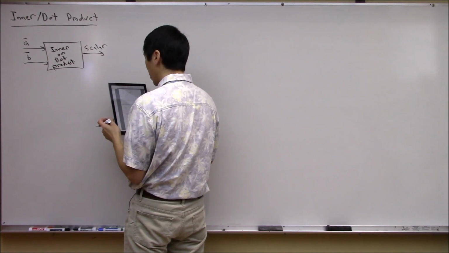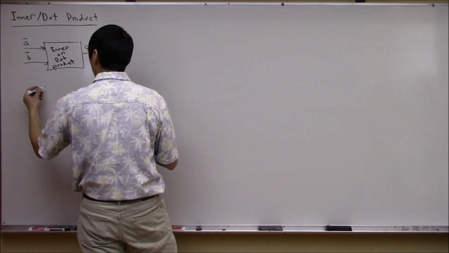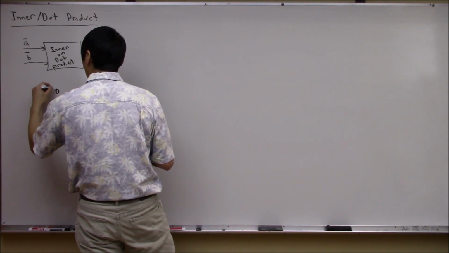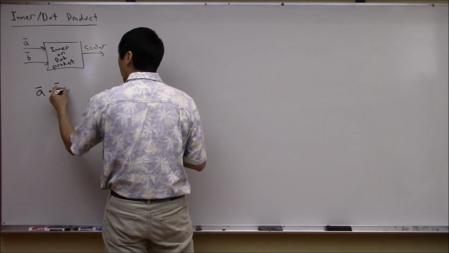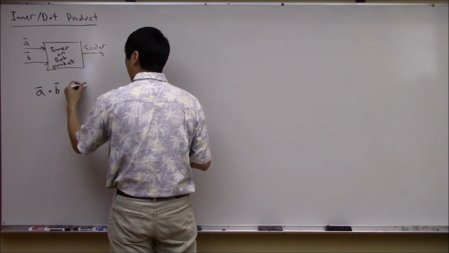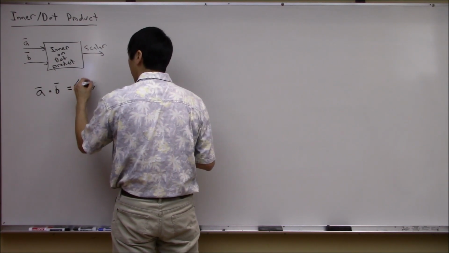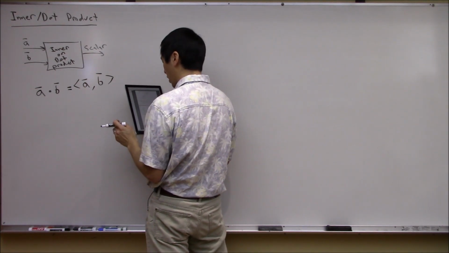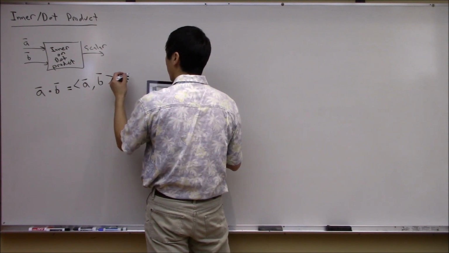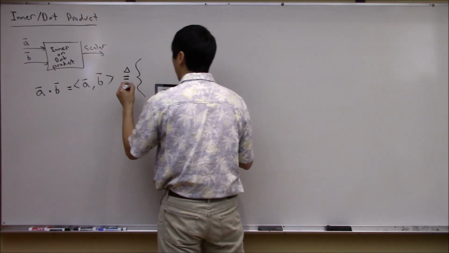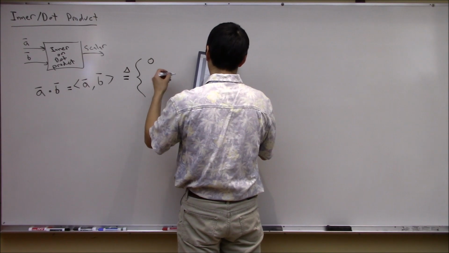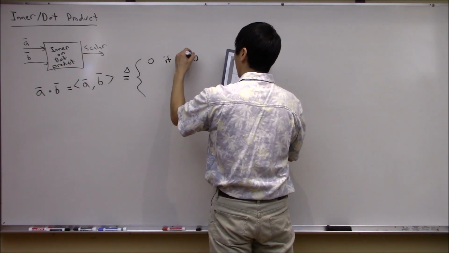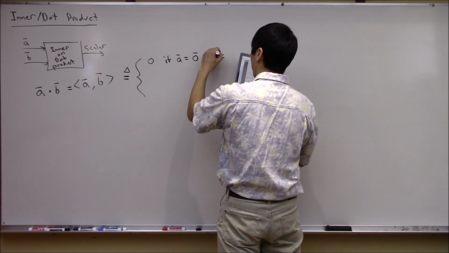The way that it does this operation is actually pretty simple. You'll see this written as A dot B, right? You may have seen this. Or sometimes you'll also see the notation of angle brackets around A, B. This can also mean inner product. And what this is defined as is 0 if A is the 0 vector, or if B is the 0 vector.